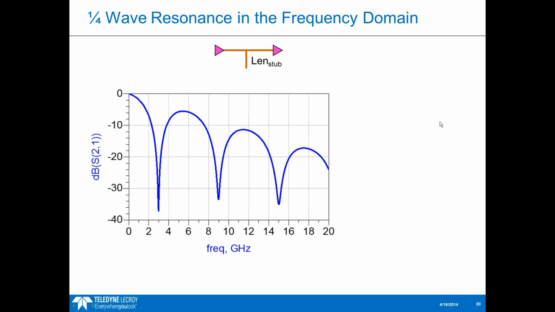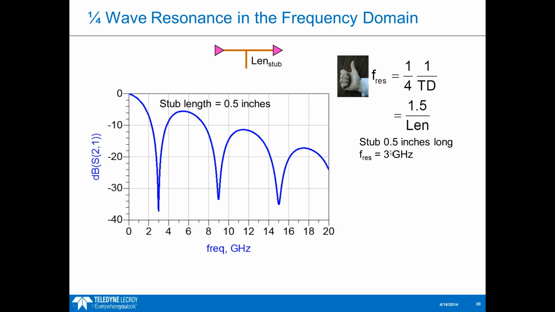So let's look at an example here, a simulated example. Again, we have the same topology here, and we look at the S21, the insertion loss. We can see these big dips in the insertion loss, and these again are coming from the quarter wavelength stub resonance. We can see at 3 gigahertz we have a resonance. So if we use our rule of thumb, we can calculate the length as 1.5 over 3 gigahertz, which gives us 0.5 inches. So this stub is roughly 0.5 inches long.